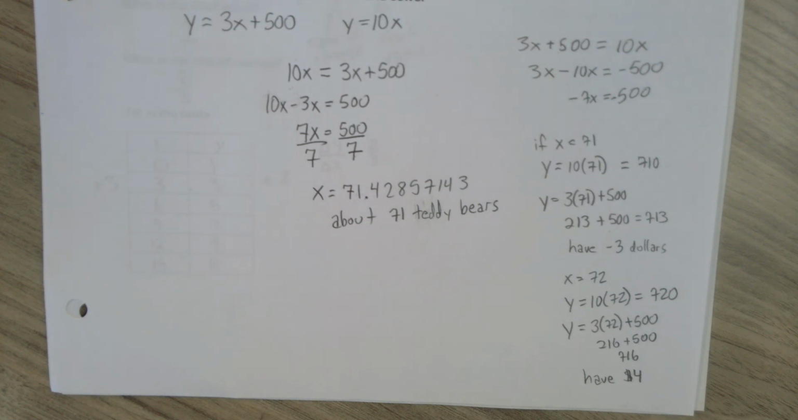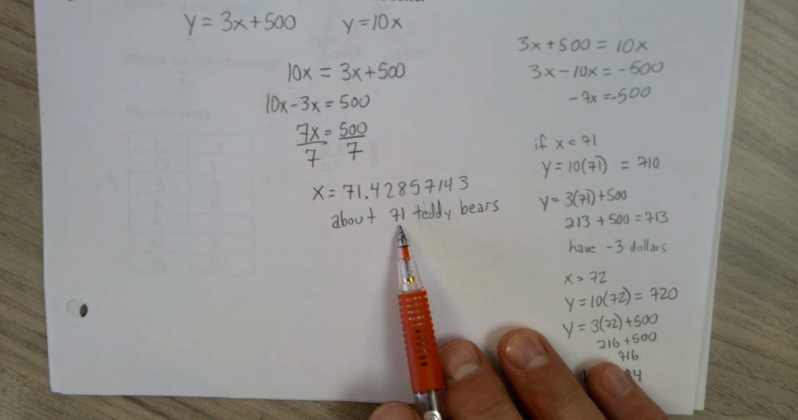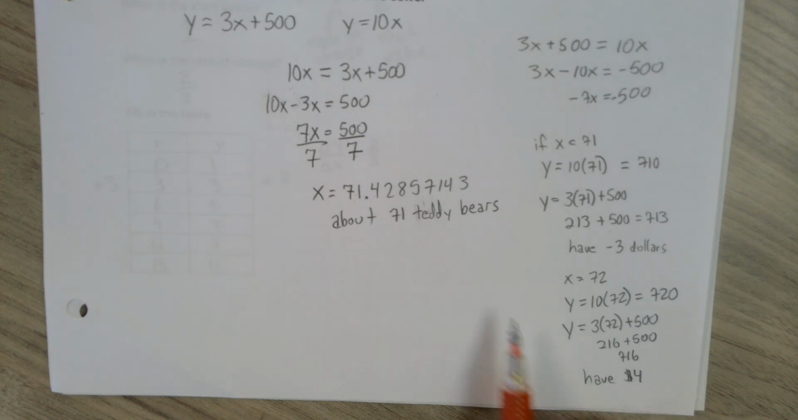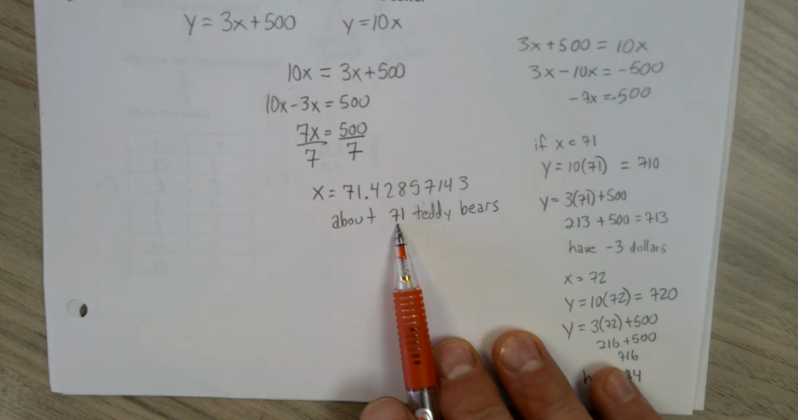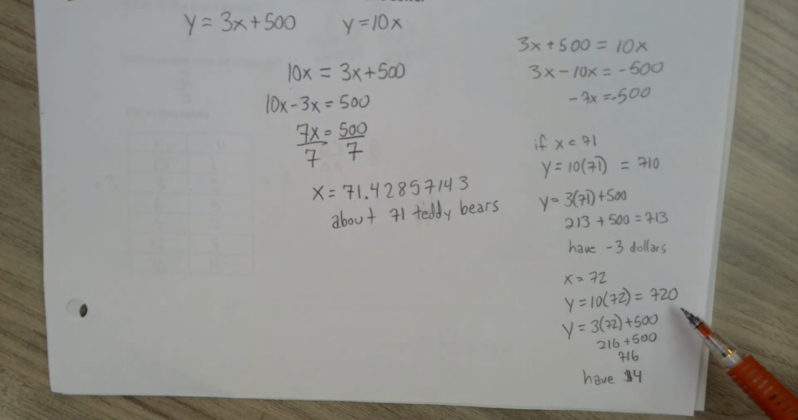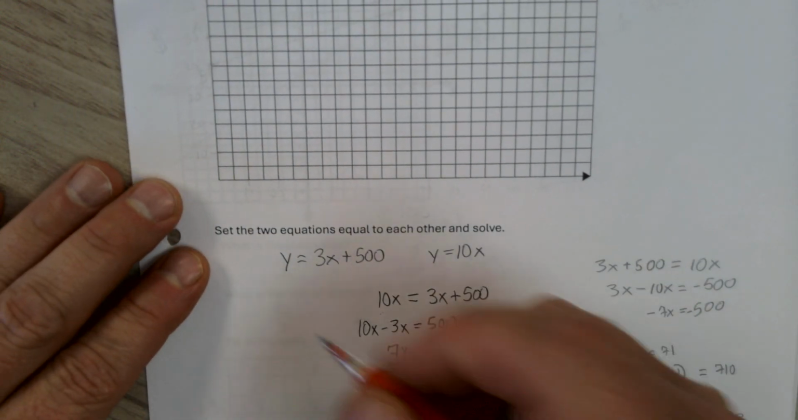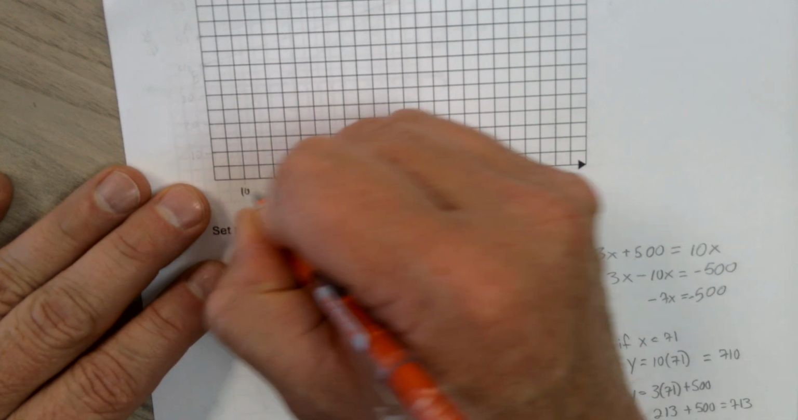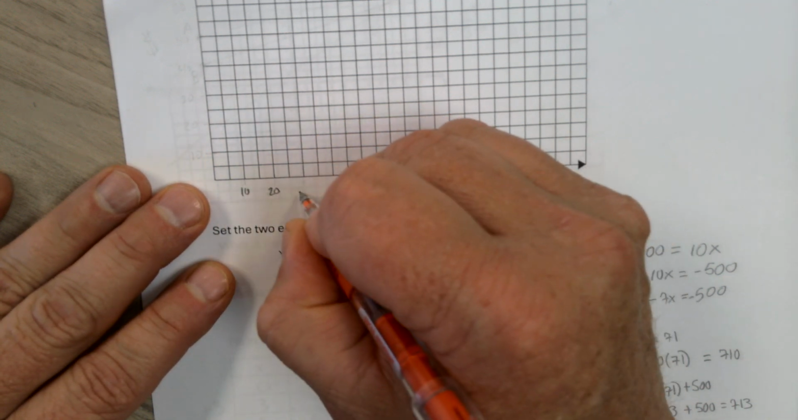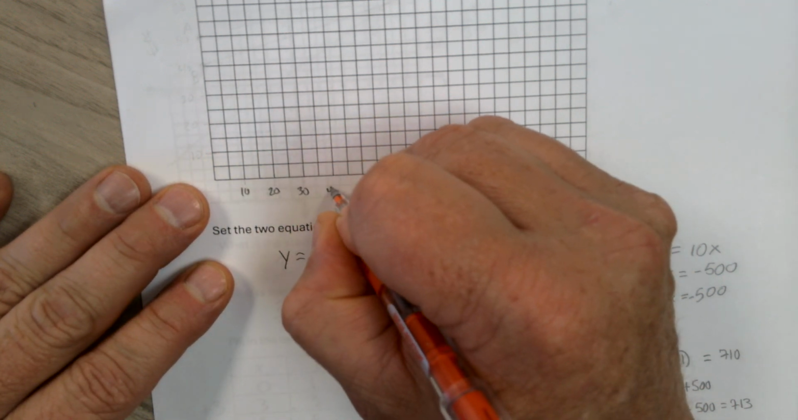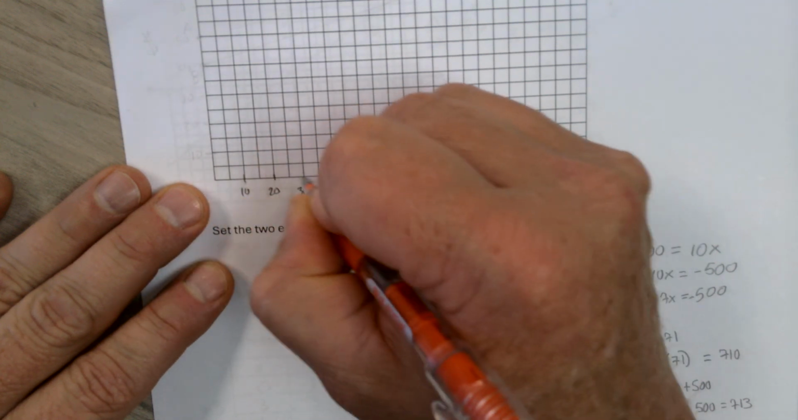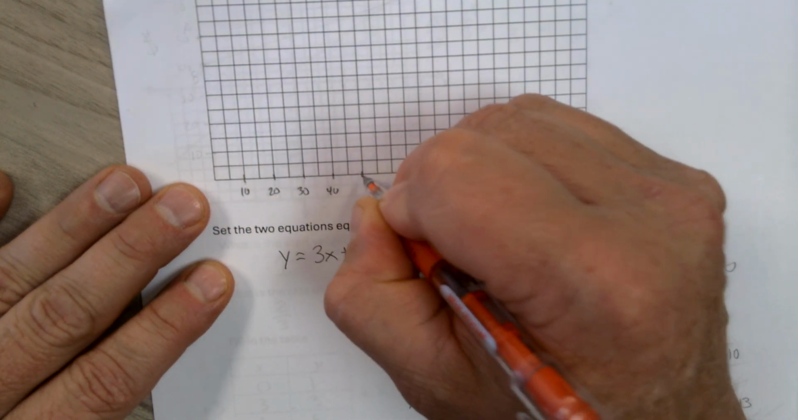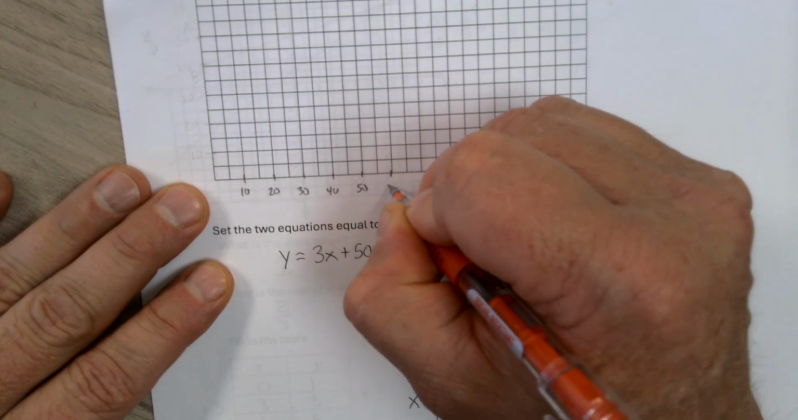Now, what does that look like graph-wise? Well, now I know my graph has to go up to 71, and my money has to go up to 700. This graph is going to be harder to graph. I can go the same way I did before with 10s, 20s, 30s. 1, 2, 3, 4. We'll go by 10s.